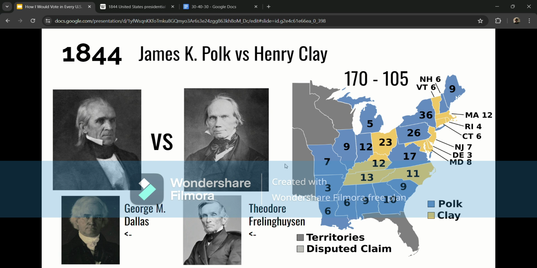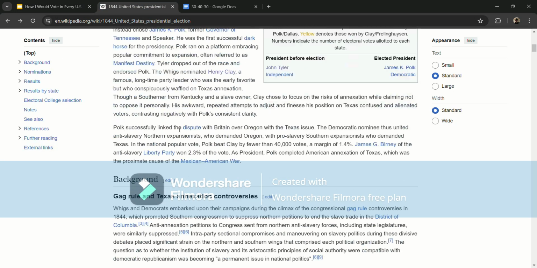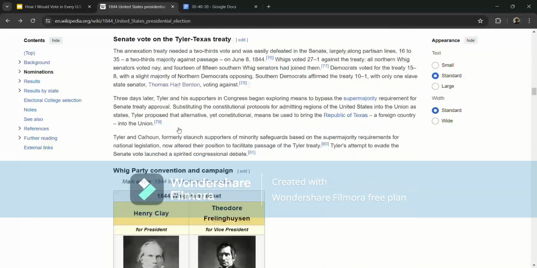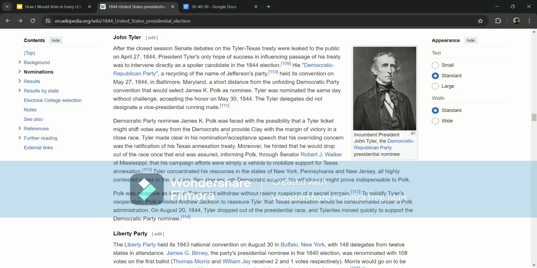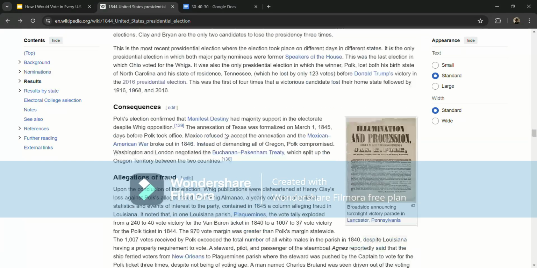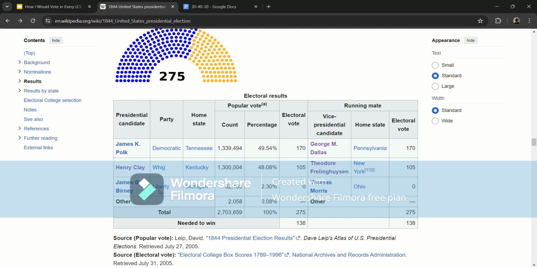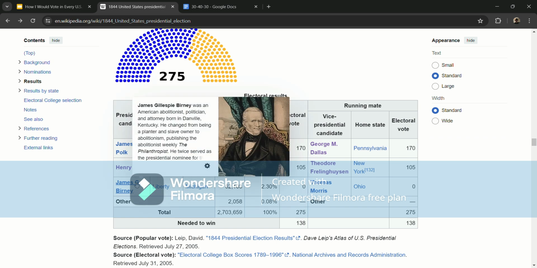Now, I know I mentioned before, too, Henry Clay was a slaveholder. James K. Polk was, too, though, so unfortunately there is no lesser of two evils to really go with here for this election. Now, I am aware in this election there actually was another candidate who was running in the northern part of the country for the Whigs, and his name was James G.